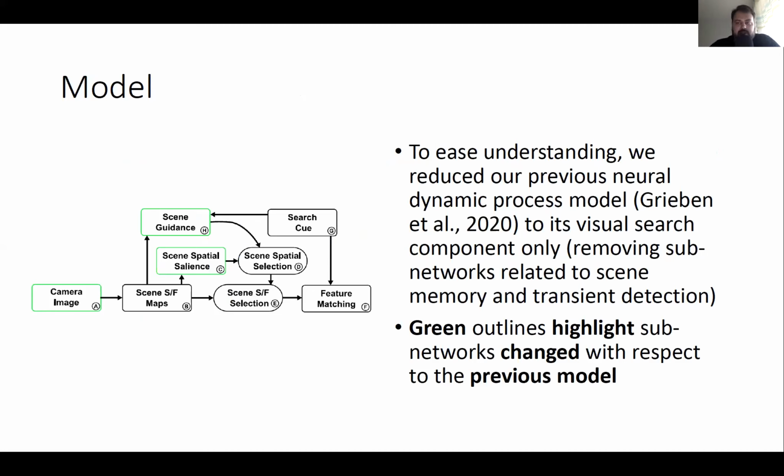So this is a model we submitted to CogSci this year, and to ease the understanding, it's the same model I presented earlier. I removed everything that was related to subnetworks related to memory, scene memory, transient detection, because this is clearly a case where memory plays no role because there's no preview. So I reduced the model to make it more accessible, but it's still the same model. Green outlines the subnetworks that were changed with respect to the previous model, and the changes were very minimal, as you will see, but highly crucial.